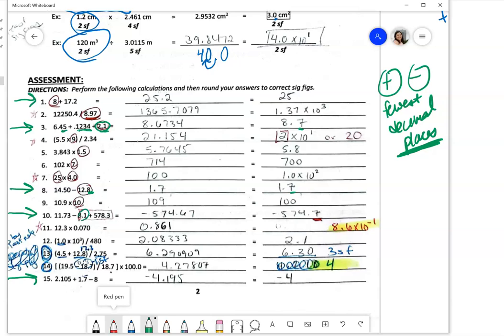I noticed that the 8.1 has the least number of decimal places. It has 1. So whatever your number is here, it just has to show 1 decimal place. So whatever it is, as long as it has that 1 decimal place, I'm going to take it for now.